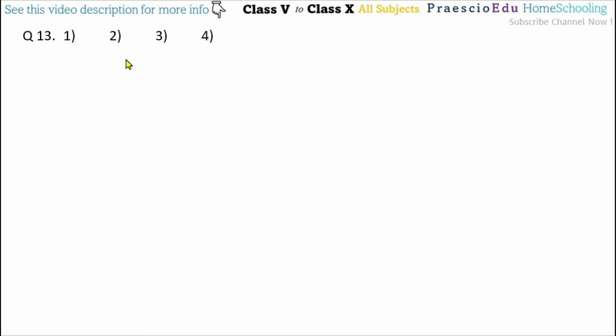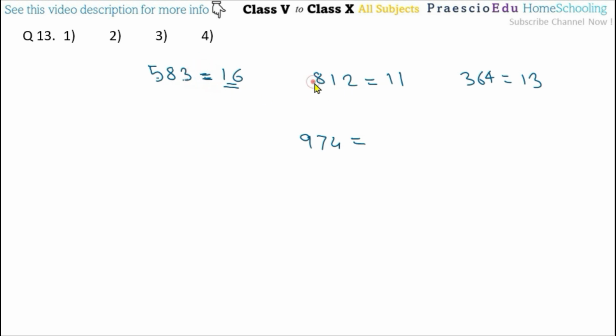Question number 13. In a code, 583 is equal to 16, then 812 is equal to 11, then 364 is equal to 13. What is the value of 974 in this code? If you add all these digits, 5 plus 8 plus 3, we get 16 as the addition. So 8 plus 1 plus 2, we get 11. Then 3 plus 6 plus 4 is 13. Likewise, 9 plus 7 is 16, plus 4 is 20, and 20 is given in option number 1.